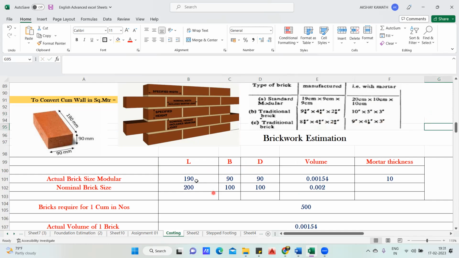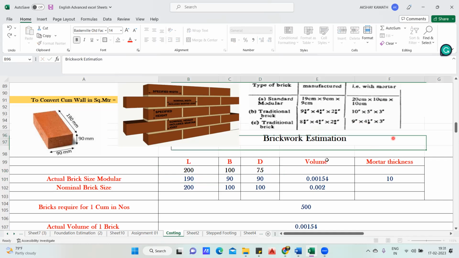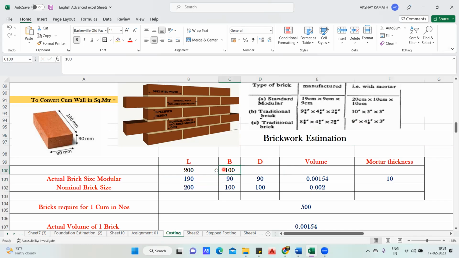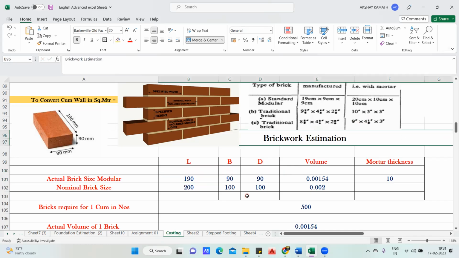So in most parts of India, you find a brick having a length of 190 by 90 by 90. There are also certain bricks which are even 200 mm, which is 8 inch here. It will be 100 by 100, and it totally depends. This will be 75 in some of the cases. But the method remains the same, whatever I'm going to teach you. Fine. So this is understood.